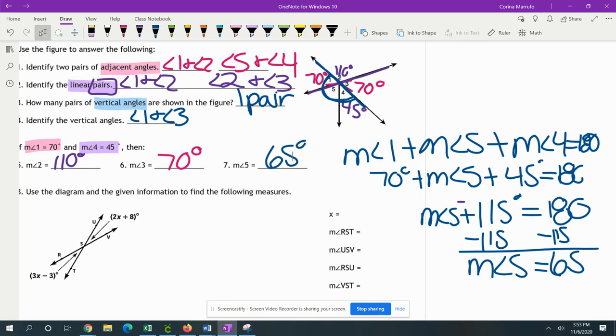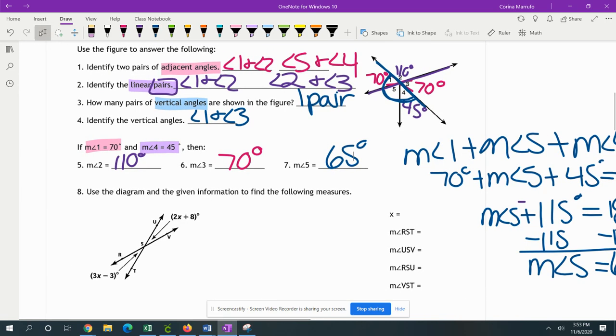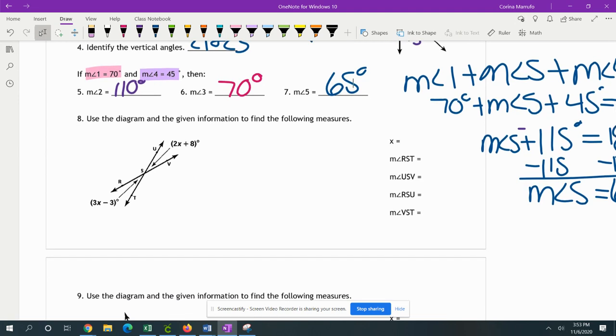All right, moving on to the next example. So here it says, use a diagram and the given information to find the following measures. So we look at the diagram, we need to identify what kind of angles these are. So these two are vertical angles, okay? So referring back to the information that they gave us, the vertical angles are congruent, or they're equal. So when we are solving for x, we're going to set these equal to each other.